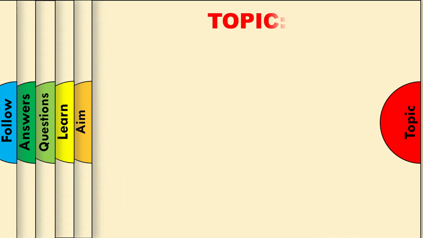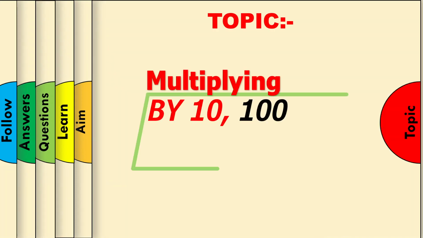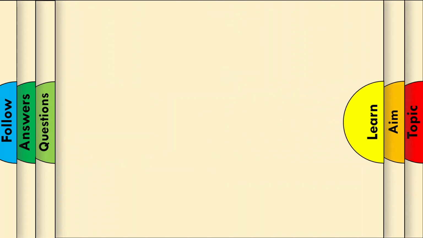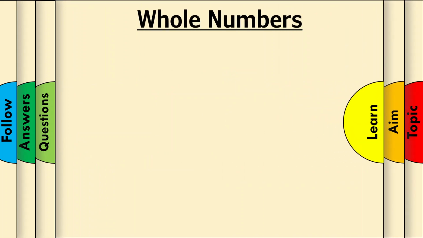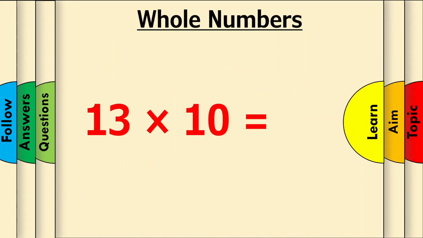In this video, we'll take a look at multiplying by 10, 100, 1000, and beyond for any number, including whole and decimal numbers. Whole numbers. Here's an example question. 13 times 10 equals what?